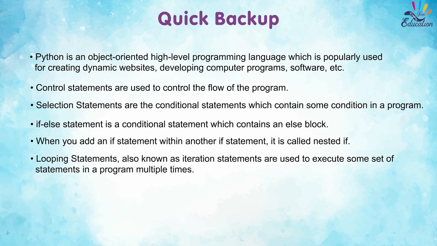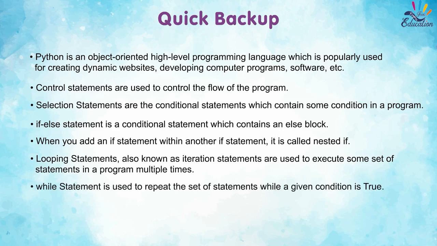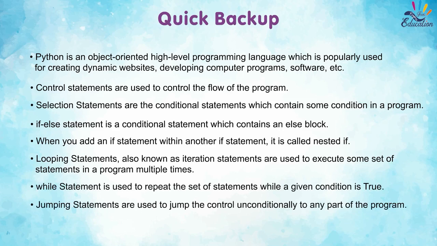Looping statements, also known as iteration statements, are used to execute some set of statements in a program multiple times. While statement is used to repeat the set of statements while a given condition is true. Jumping statements are used to jump the control unconditionally to any part of the program. Pass statement is like a null operation.